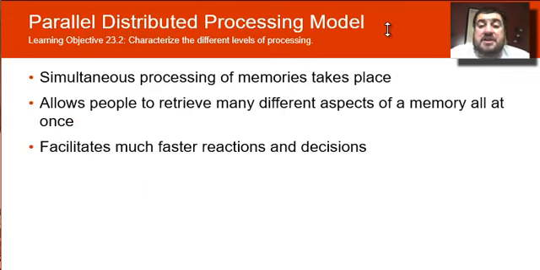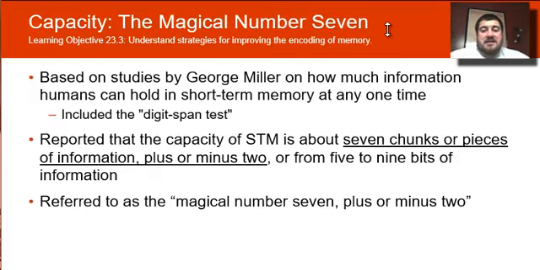The parallel distributed processing model is where the simultaneous processing of memories takes place. It allows people to retrieve many different aspects of a memory all at once from different parts of the brain, and it facilitates much faster reactions and decision making.